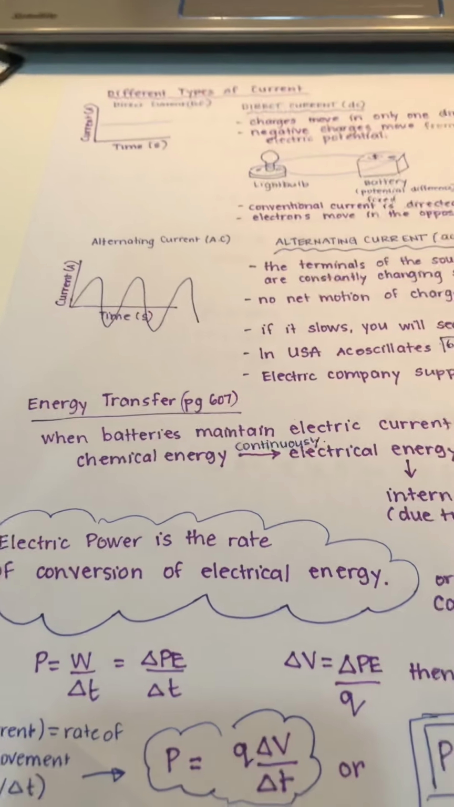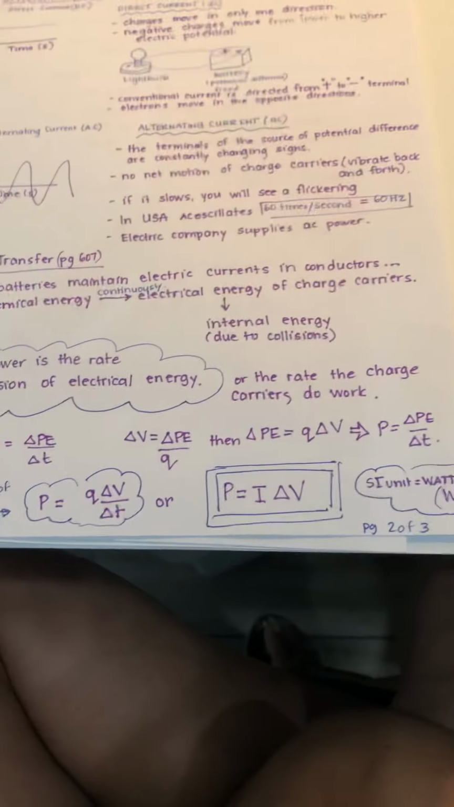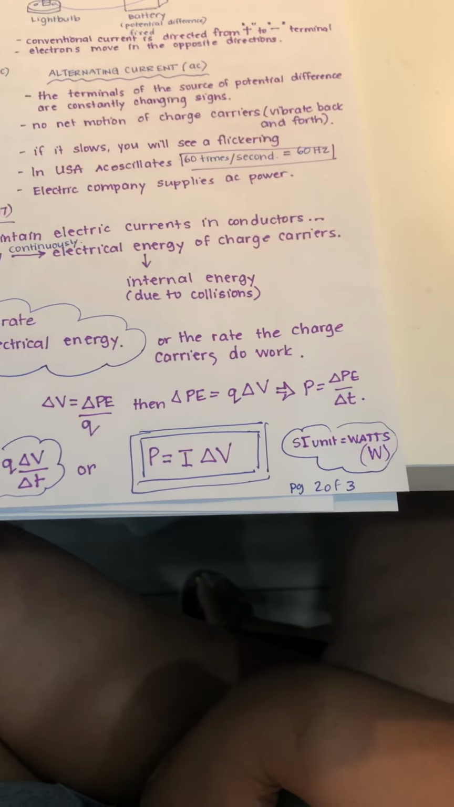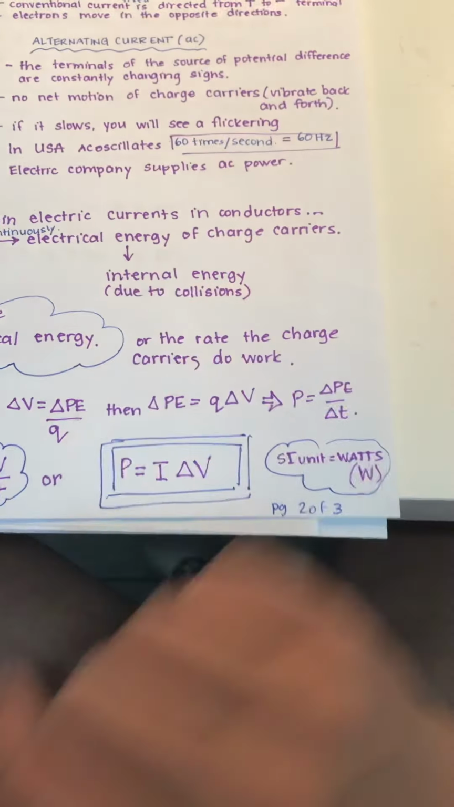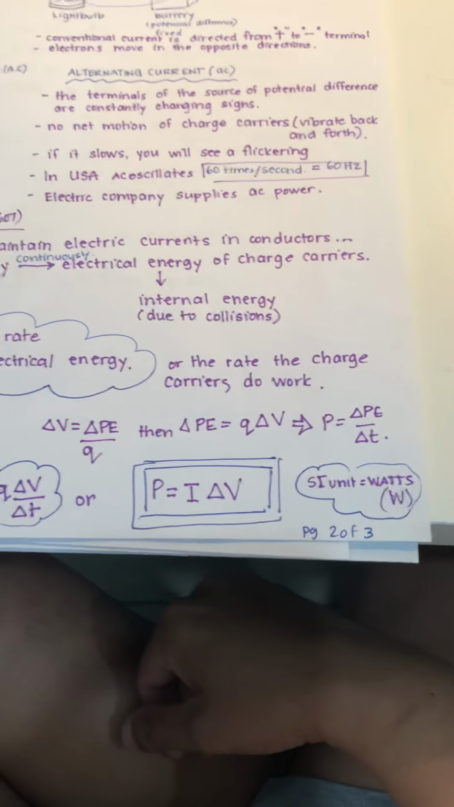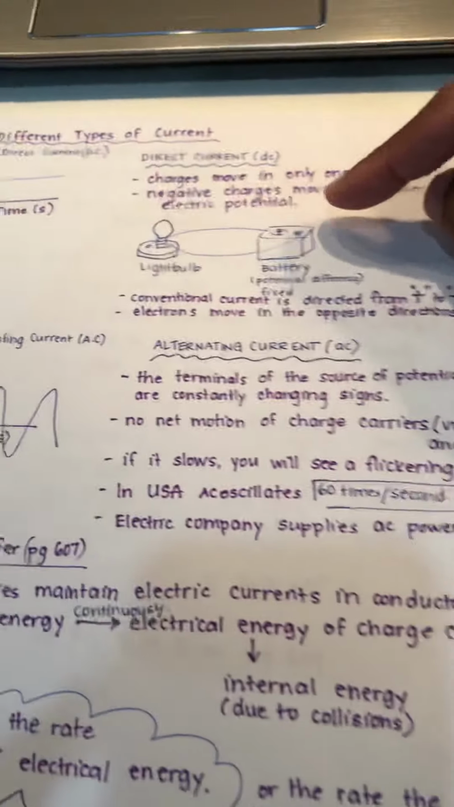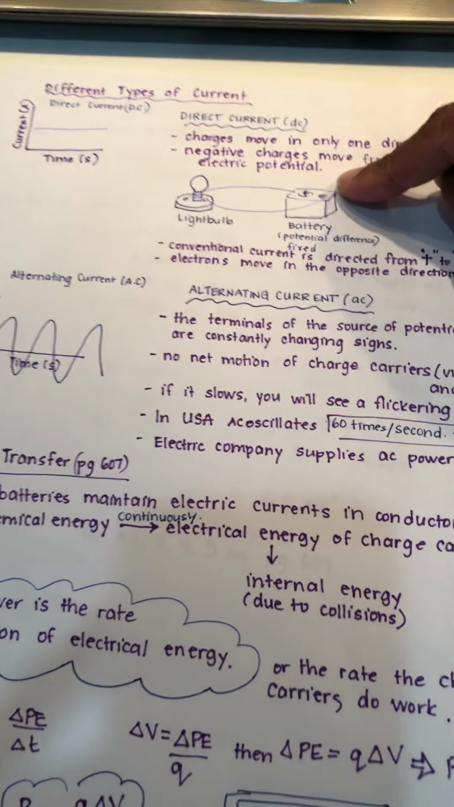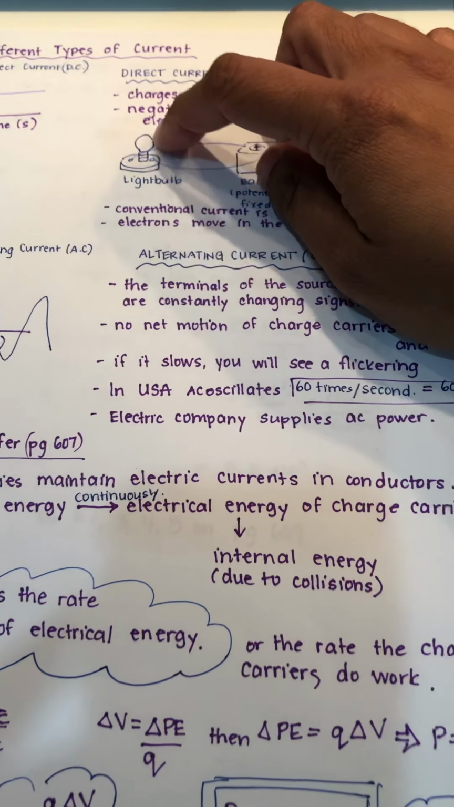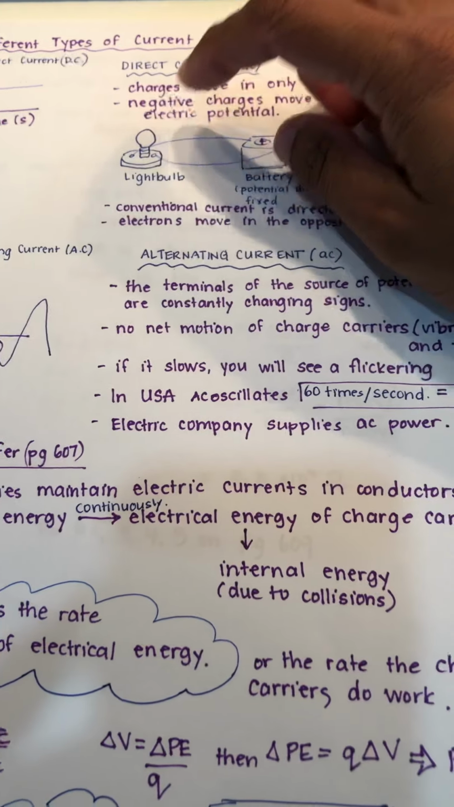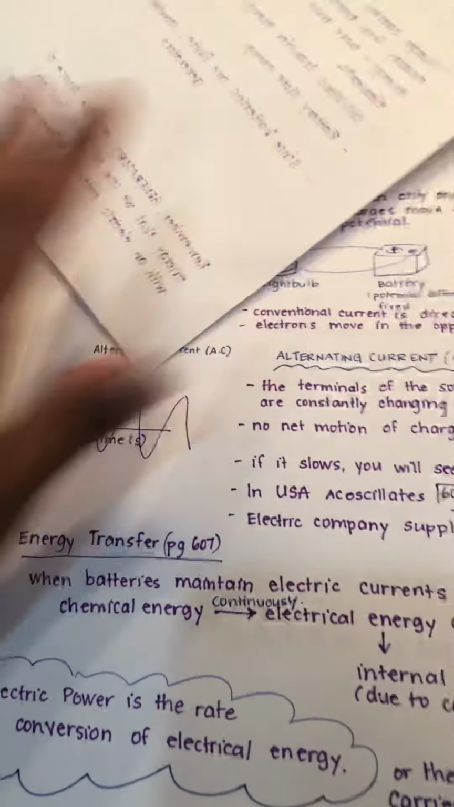Okay, so energy transfers, from page 607. Whenever batteries maintain electric currents in conductors, the chemical energy will continuously change to electrical energy of charge carriers and then change to internal energy. So like you can see in this light bulb, you have chemical energy here that goes into electrical energy, and then the internal energy will light up that light bulb. And actually that's usually due to collisions, and it's usually heat.